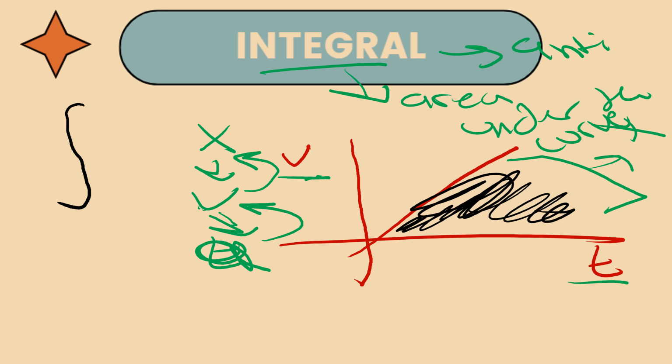So integral is the same as saying area under the curve. It's just like the derivative, which we said is the slope. The integral is the area under the curve.